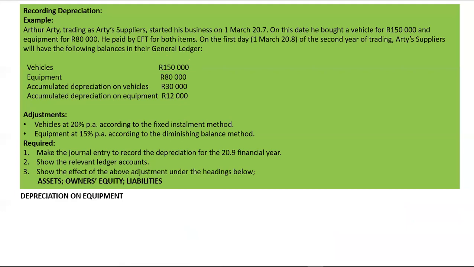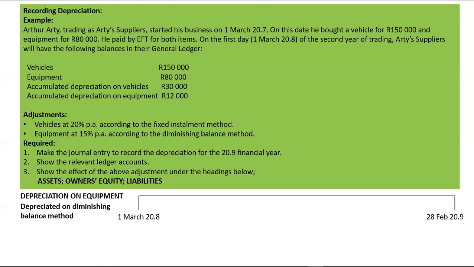All right, on equipment, we are depreciating equipment on the diminishing balance method. I will start by checking out what my financial period is, which starts on the 1st of March 2018 and ends on the 28th of February 2019. Therefore, when I calculate depreciation again, I do the same thing that I did under the cost method. I'm simply going to calculate the carrying value at the beginning of the year by taking the cost price of the asset. In this case, the cost price of equipment is 80,000.